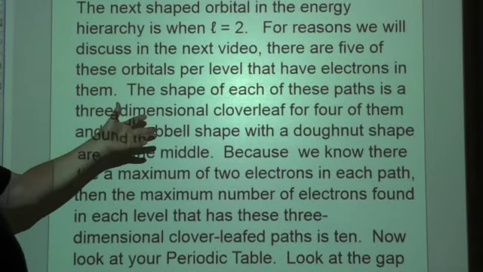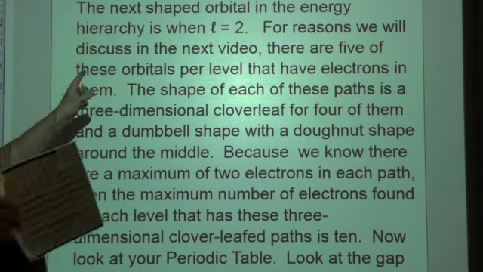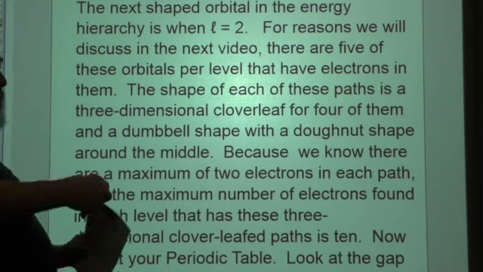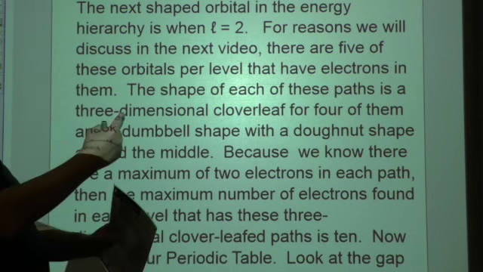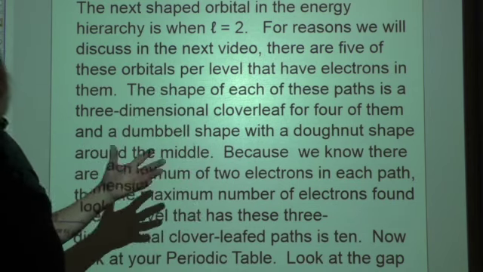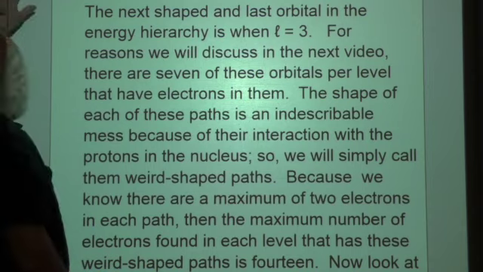Now, it turns out that the shape of these paths are like three-dimensional clover leaves stuck between axes. 4 of them. And then there's one that's shaped like another dumbbell going straight up and down and has a donut shape around it, which I'm not going to draw. So we're going to simply call them clover leaf shapes. So let's take a look at that.